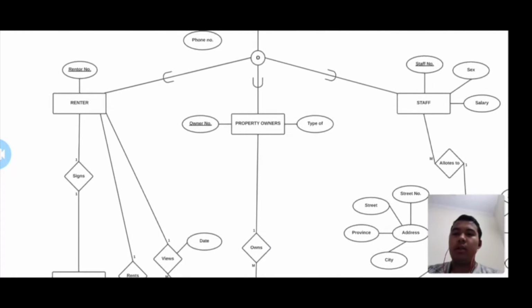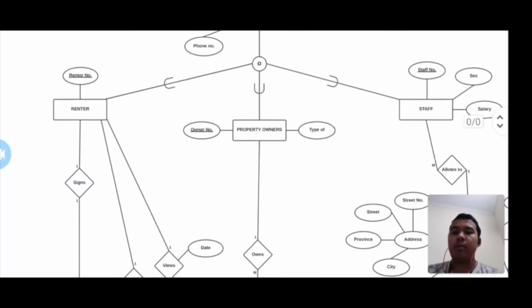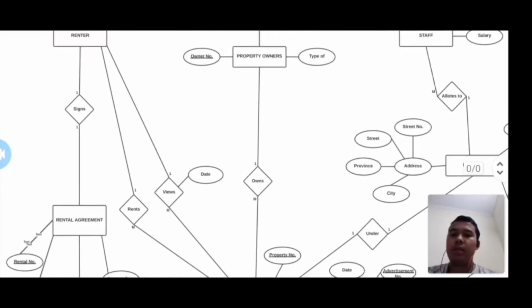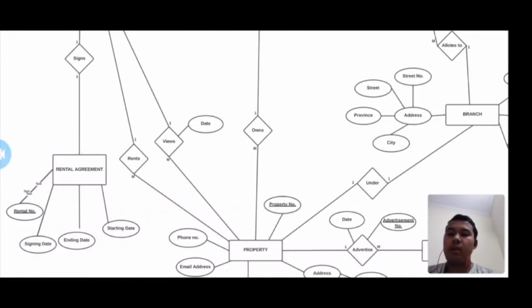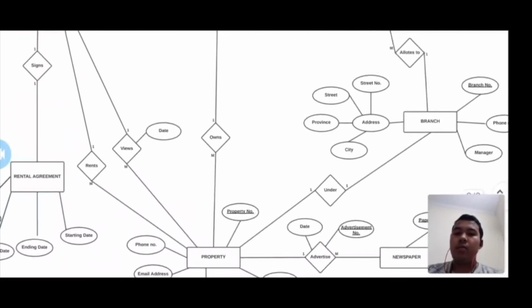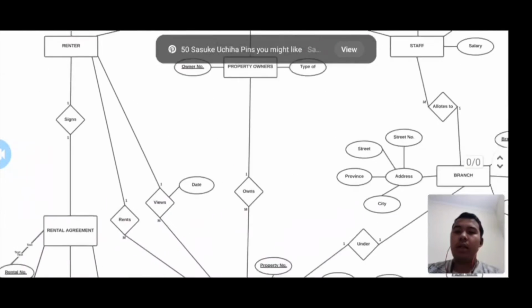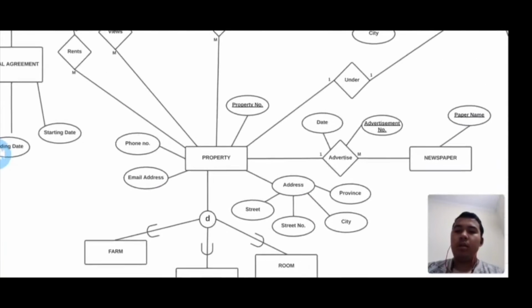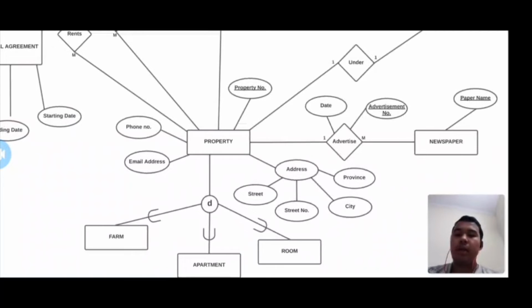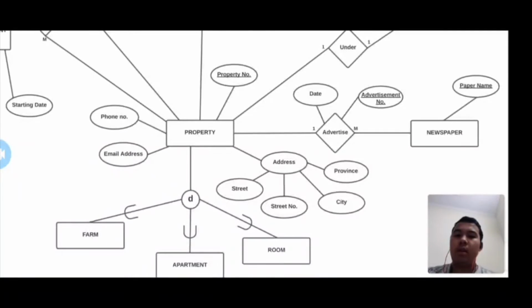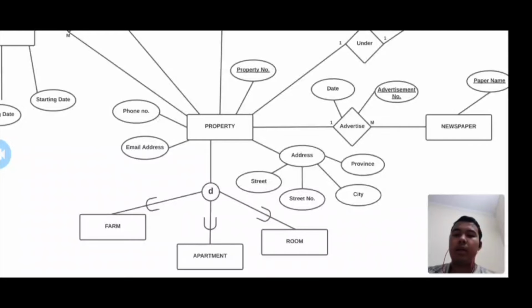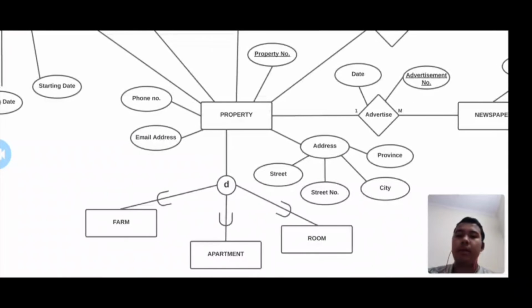The renter entity has an attribute, renter number, which is the primary key here. It shows the relationship with the rental agreement, which is one-to-one. The rental agreement has attributes rental number, signing date, ending date, and starting date. Here also the rental number is a primary key. Moving on, the renter shows a relationship with the property as rents. The rents relation is one-to-many. The property entity has many attributes such as phone number and email address. Address can be street number, city, province. The property entity has subsets such as farm, apartment, and room.